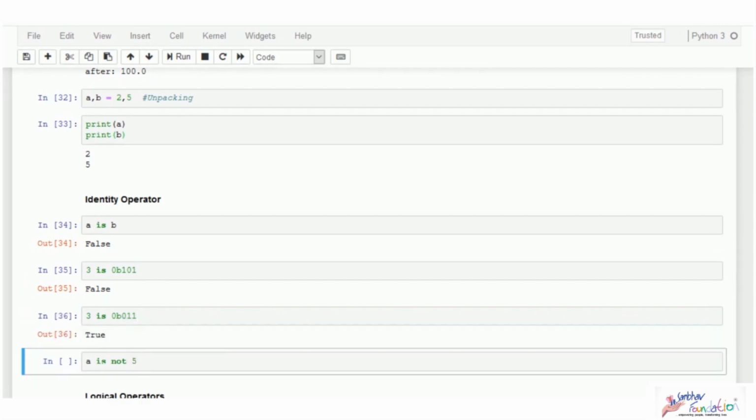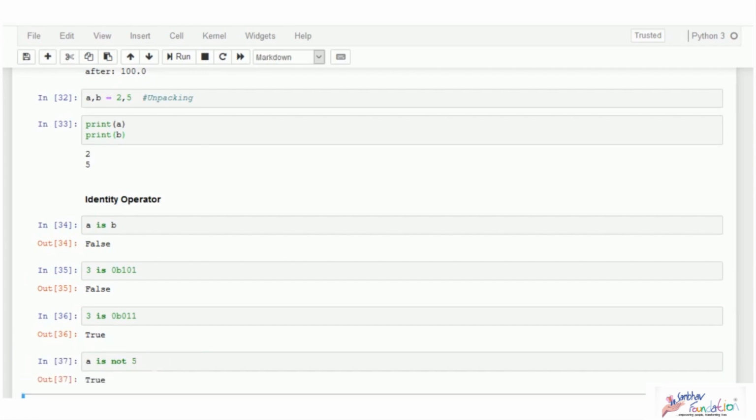And what about a is not 5? As I said, the identity operator consists of is and is not. So a is not 5. A's value is 2. So 2 is not 5 is true. So you get the output as true.